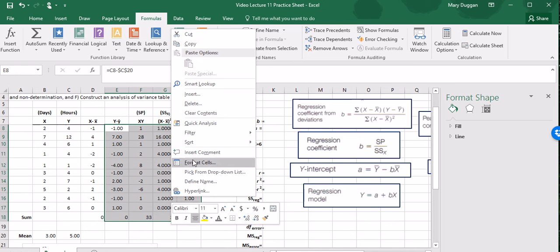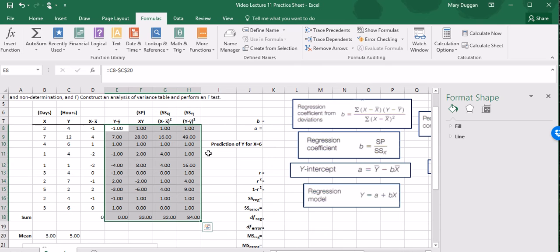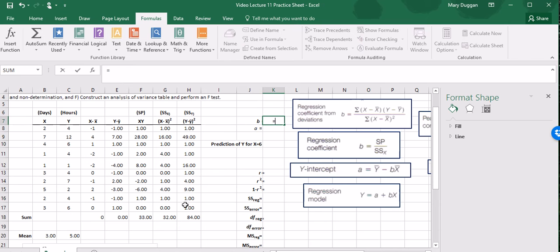And just because I like things neat and tidy, I'm going to make everything 2 decimal points, but it doesn't really matter. These are all whole numbers to begin with. So we move on. Now that we have all this information, we can plug this in to find our b. So let's do that right now. Equals the sum of products over, and this time it's just the sum of the x deviations squared. There we go. And I press return. And our b is 1.03.